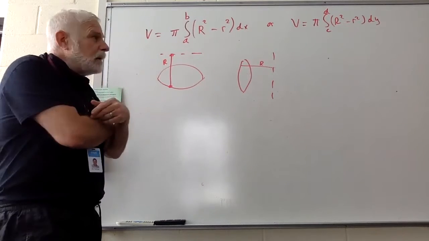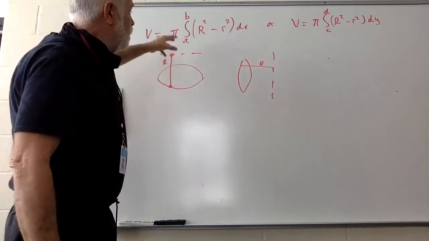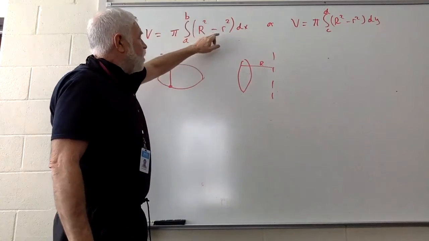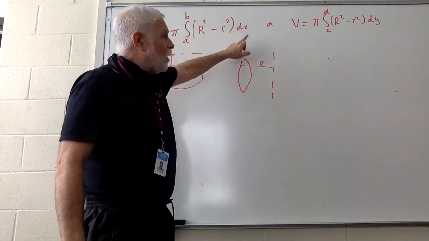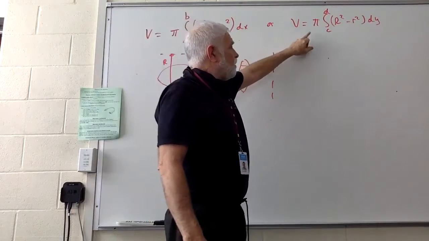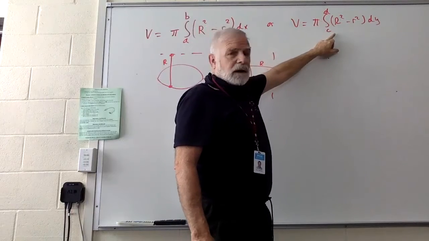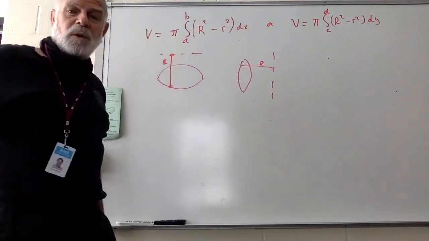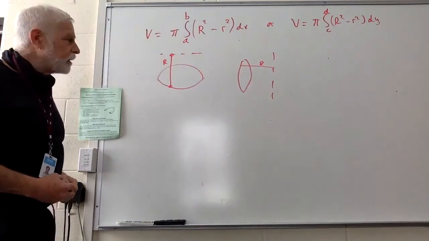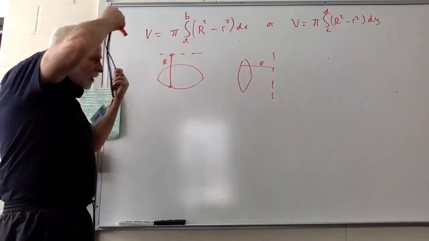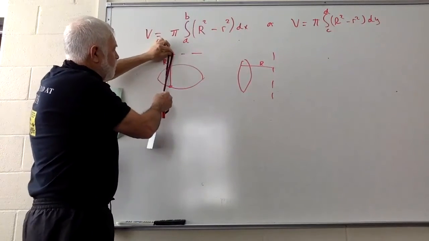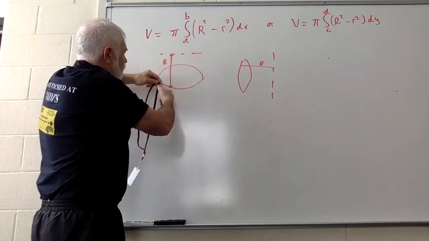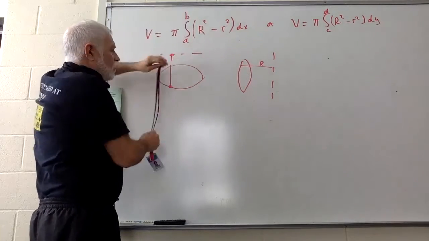It takes time. It seems to be breaking down into volume equals pi integral from A to B of big R squared minus little r squared dx, or volume equals pi integral from C to D of big R squared minus little r squared dy. So how do you determine whether you're going to be doing dy or dx? Well, you look at the radius. One radius of revolution. So if I'm rotating above this axis up here, I'm rotating around the wall.